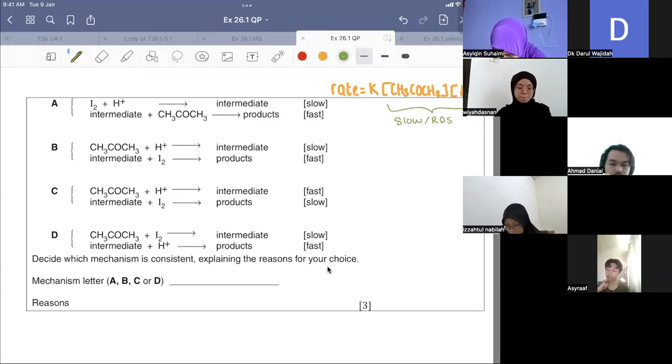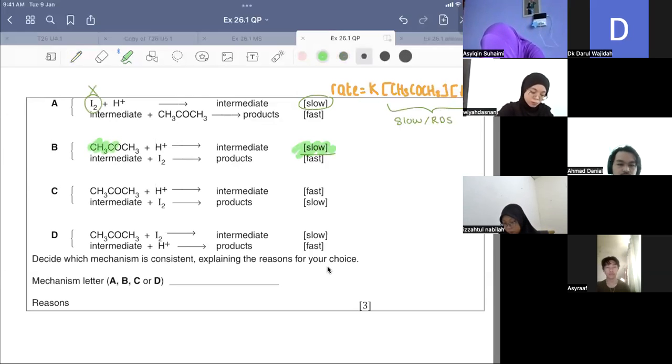Okay, so if we look at mechanism A, the slow step contains iodine, and that's already wrong, okay? Because iodine does not appear in the rate equation, so it must not appear in the slow step. Second option B, in the slow step we've got propanone and hydrogen ion, and that is correct. That agrees with our rate equation, okay? So the answer is B.